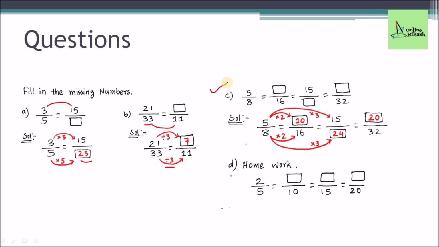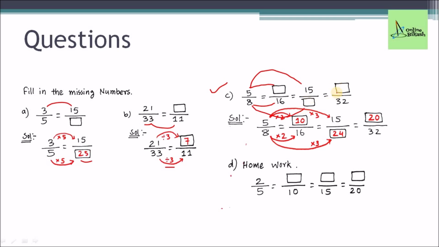Try to understand now this example C. 5 by 8 equals an empty box by 16 equals 15 by an empty box equals an empty box by 32. We will fill all the boxes. Now you just find out the relation between this 8 and this 16. You will say 8 2s are 16. So the same thing you need to do here. 5 2s is what? 10. Now to get this 15 by empty box, to get the missing number of this box, what we will do? We will find the relation between this 5 and 15. You will say 5 3s are 15. So the same thing we need to do with this 8. 8 3s is what? 24. 24 will be the answer.